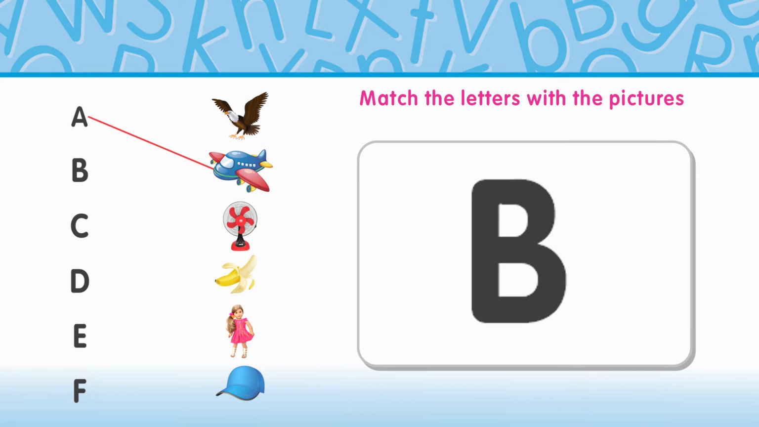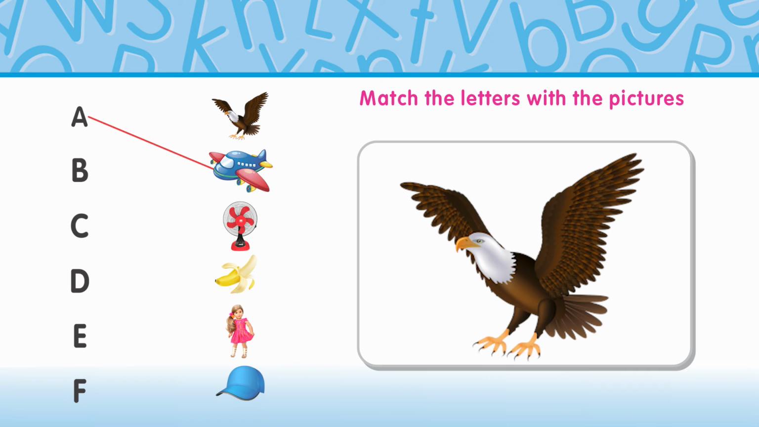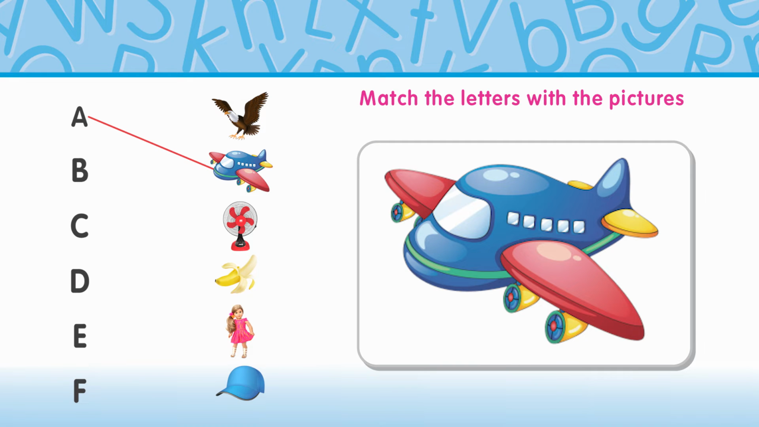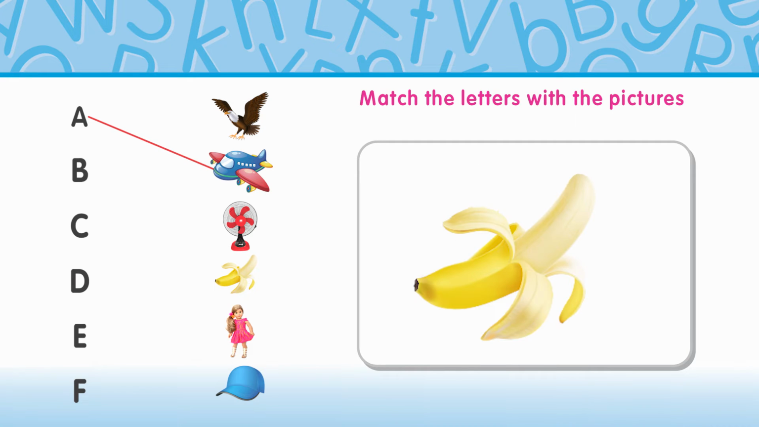B stands for banana. Now we search the picture of a banana. Eagle, aeroplane, fan, banana. Yes, this is the picture of a banana. So we match B with the picture of a banana.